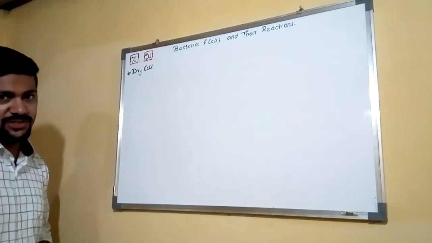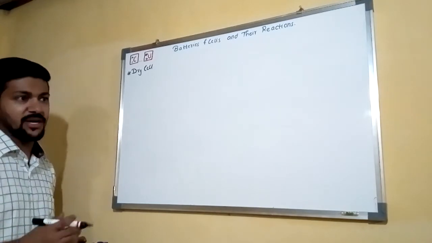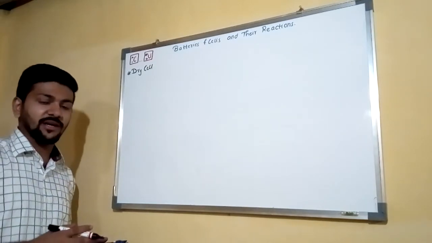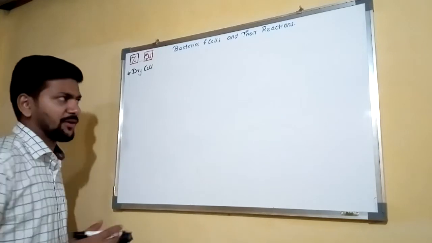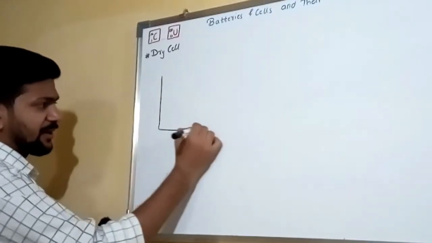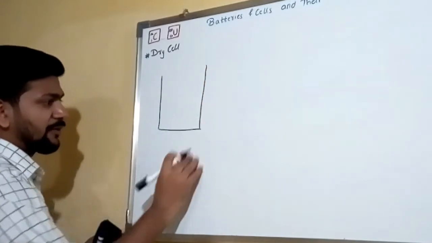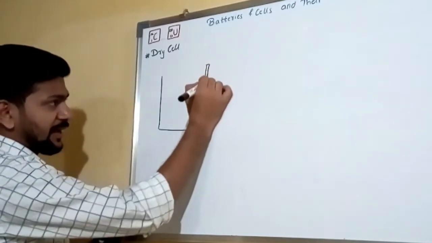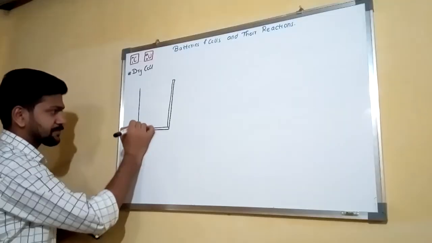First of all, you should know the construction, or you can say the diagram, because the construction diagram is asked in your board exam, more often than the reactions. So it will be constructed somewhat like this. Let us say I have a container. This container is made up of zinc. So this will be a zinc container. Let me draw it somewhat like this.